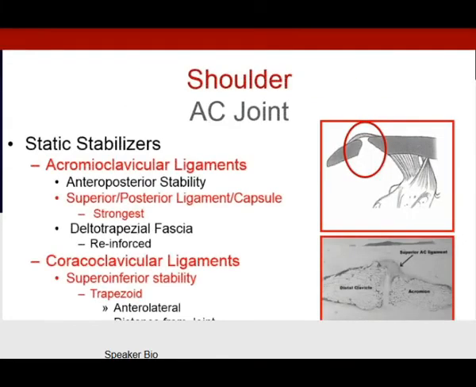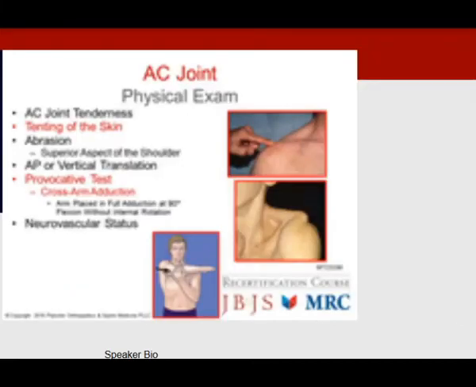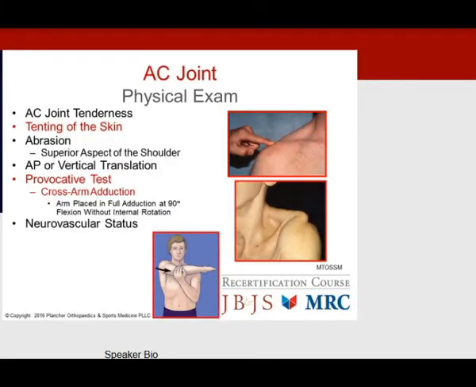The AC joint is seen and gives stability both statically and dynamically. Statically, the AC ligaments give you your anterior and posterior stability, and it is the superior and posterior ligament capsule that's strongest, no different than the sternoclavicular joint. Superior-inferior stability is seen by the coracoclavicular ligaments, with the conoid more medial and stronger. AC joint tenderness can occur with tenting of the skin.